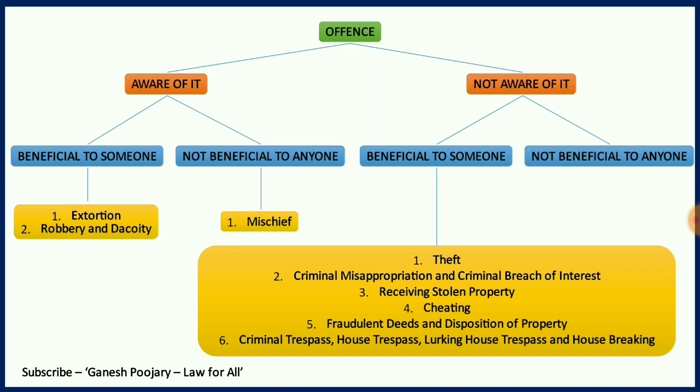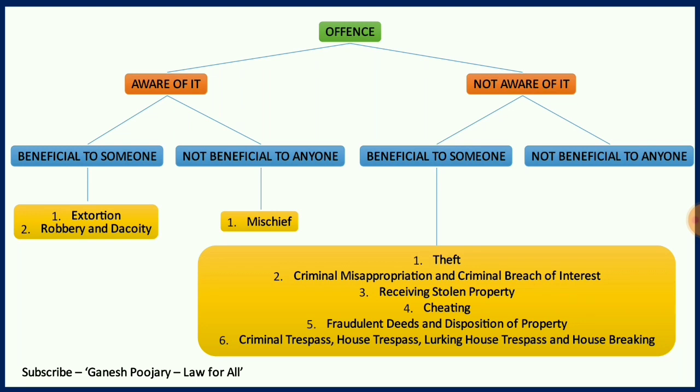Now, let us try to understand in detail what are those offences you are aware of. While understanding all those offences which you are aware of, there are two types again. The first one which are benefiting to someone, and the second one which is not benefiting to anyone. Now, under the offences which are benefiting to someone, there are two major offences which are listed in this particular chapter. The first being extortion, the other one is robbery and dacoity. Here you are experiencing everything from that particular offence, and finally the person who is committing that offence is going to get benefit out of it. He is taking something from you.